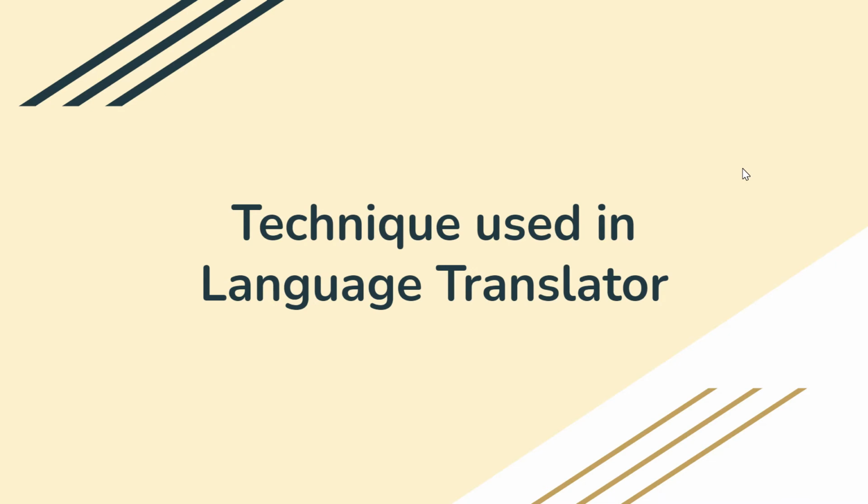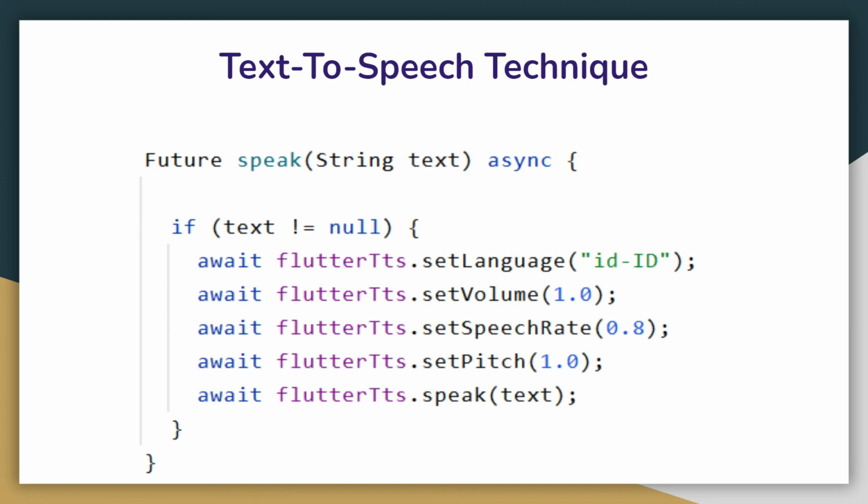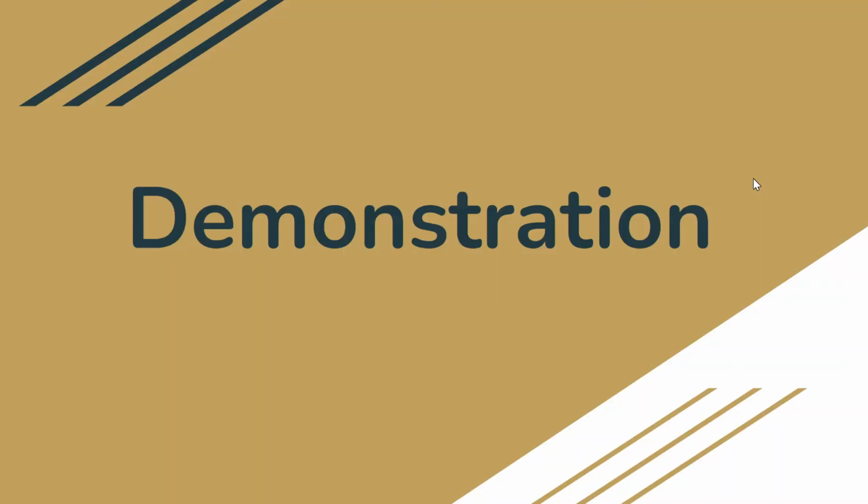Next is the technique used in the language translator module, where it just uses the Google Translate API in the Dart package to translate the language from English to Malay, and text to speech is used to pronounce the translated text for the user. Last, let's see how the system works.